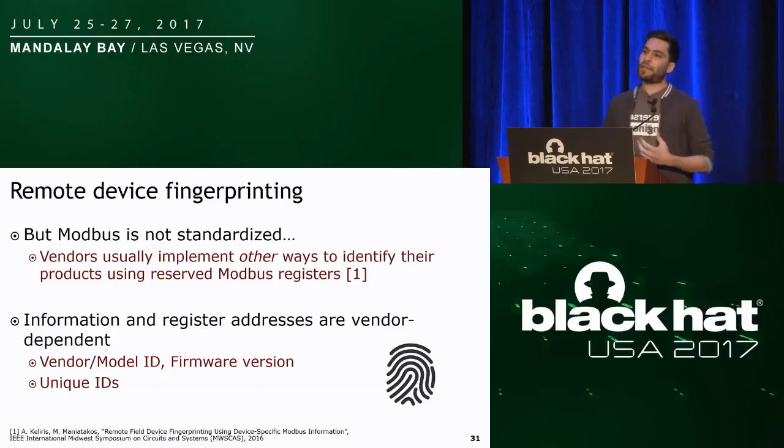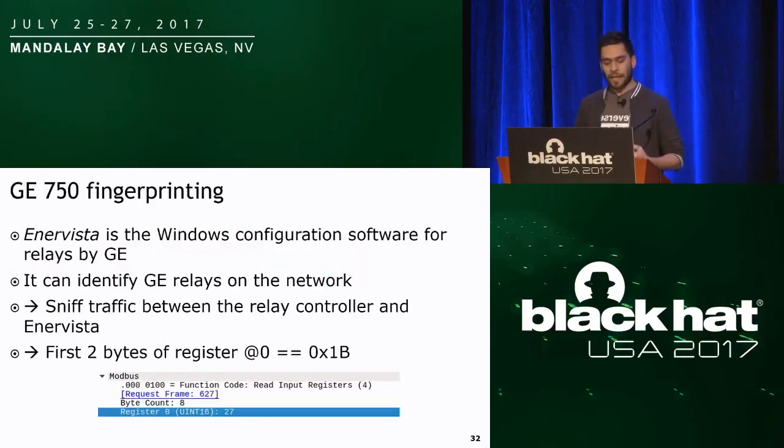But what I noticed during my research in industrial control systems in general is that vendors typically implement other ways to identify their products, by putting things like the vendor ID, the model ID, maybe the firmware versions, or other unique IDs in specific reserved Modbus registers. The addresses of these registers are also vendor dependent, and all this diversity of the different kinds of information and the different addresses where they're stored can enable us to fingerprint devices such as this one. And this technique actually works for the 750 relay we have here.